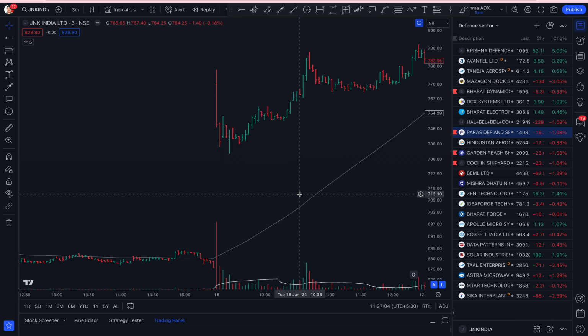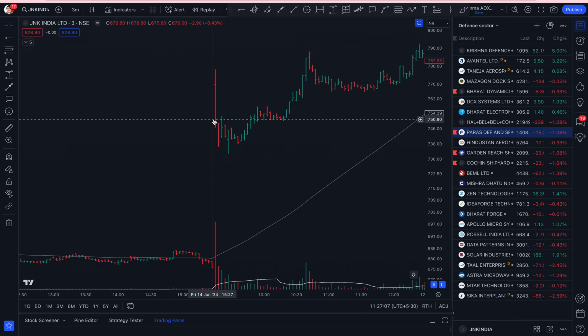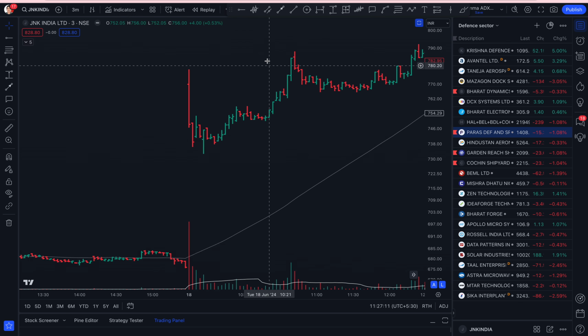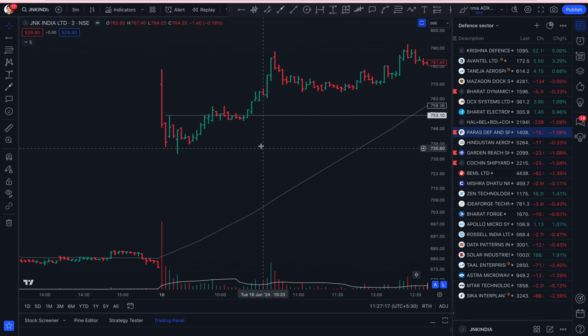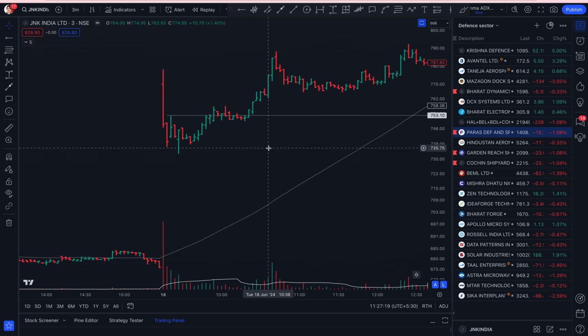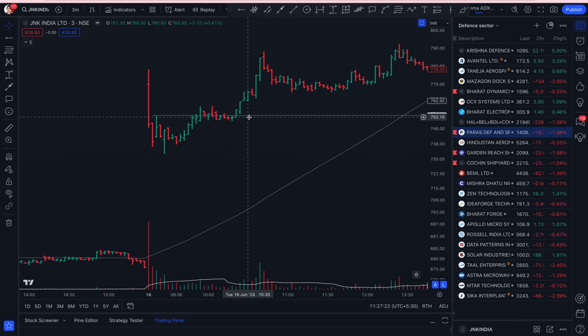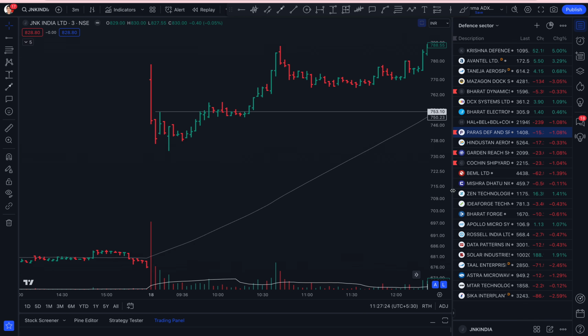Here, this gapped up, came to the low, and when this tightness was going out, you could have traded here. Actually, I traded this intraday. I entered here. Okay, so this is one way to trade a gap.